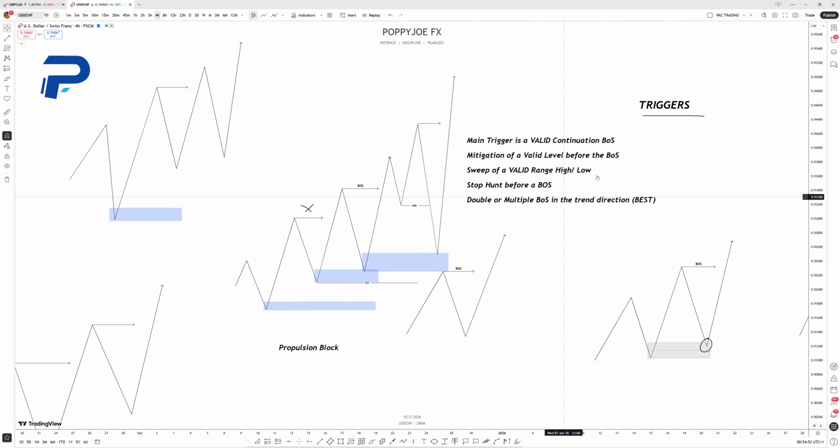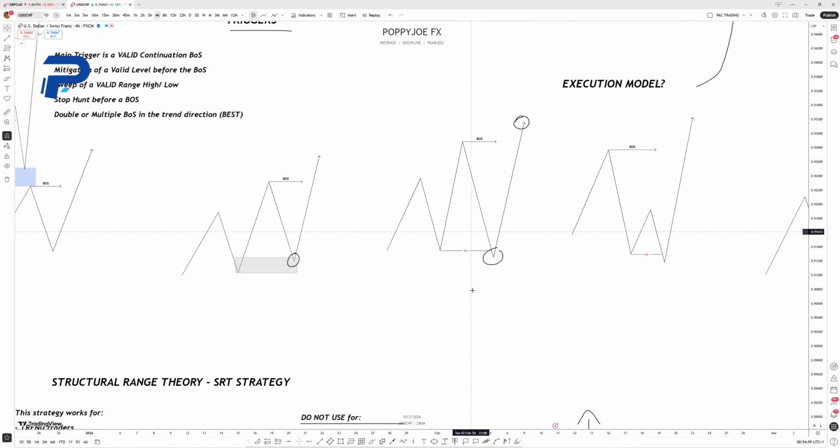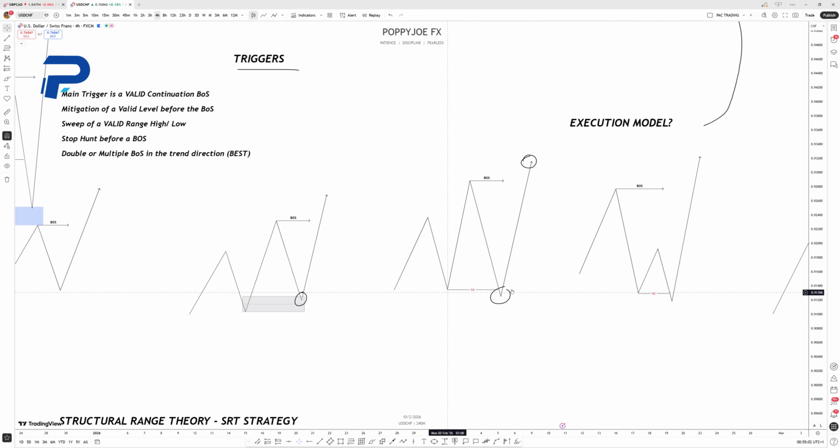Now, sweep of a valid range high or low. This is an example of what I mean by that. This is like market doing a higher high, and this is our range low. So the price sweeps this range low before breaking structure, right? Take a look at it. Price swept a previous range low before breaking the high. Now, this new range here obviously qualifies to be called a new daily range. And this BOS here is a very, very good trigger. Once a BOS happens from this kind of thing, we know that an opportunity for continuation is just around the corner.